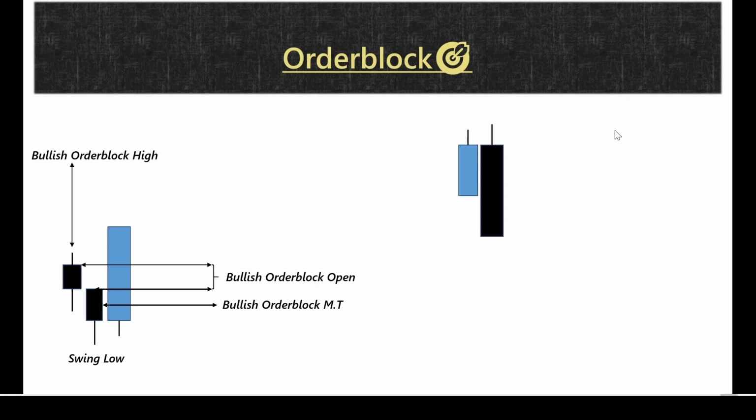The first one is the low of the order block, which you can label as bearish order block low. The second level is the opening price, which is the bearish order block open. And the last level is the halfway point of the body of the candle, which is also known as bearish order block mean threshold. Up next, we have the fair value gap.